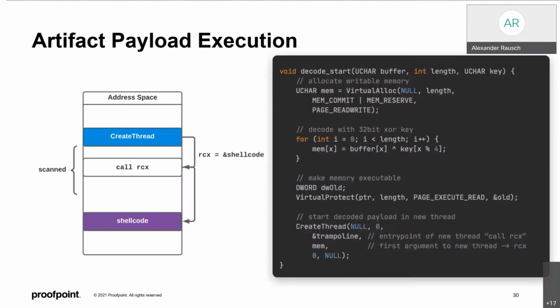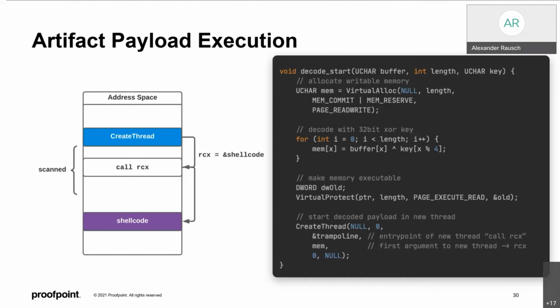The C code on the right side shows a reimplementation of how the Cobalt Strike beacon payload is started after it got decoded by the artifact. This is the same code that we have seen before. The interesting part of this code is the CreateThread call at the bottom. The third argument, here pointed at a trampoline, specifies the memory that should be executed in the new thread. In this case, the memory that is containing the code that is intended to be actually executed, the actual beacon payload, is pointed to by mem and provided as a fourth argument to CreateThread, instead of being provided directly as the entry point for the new thread.